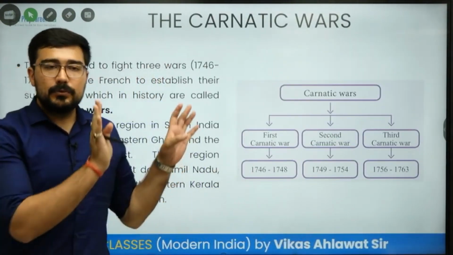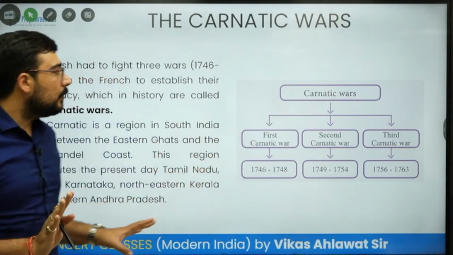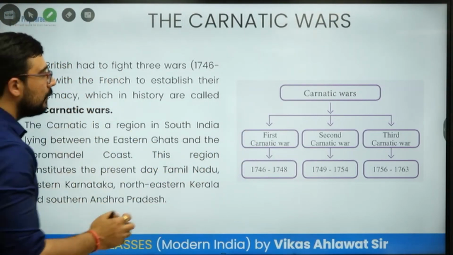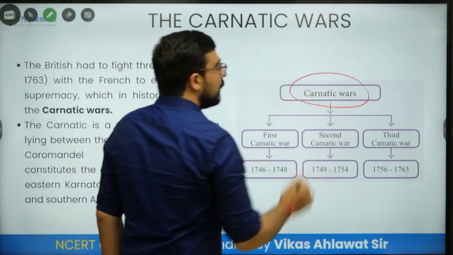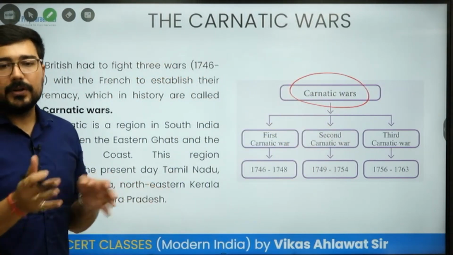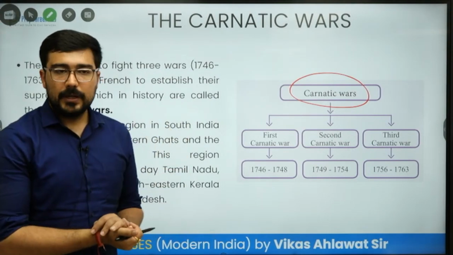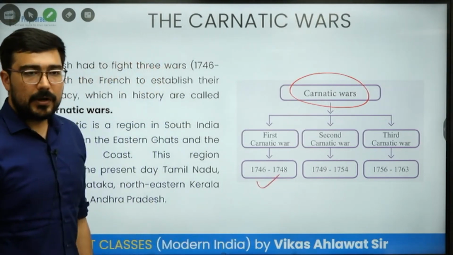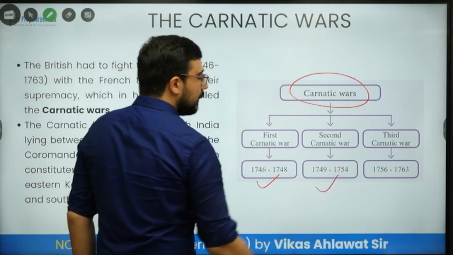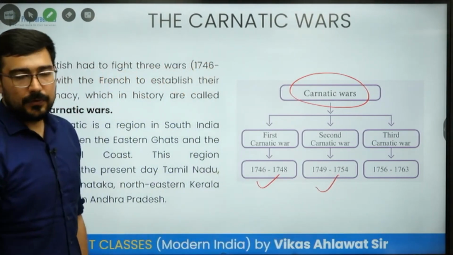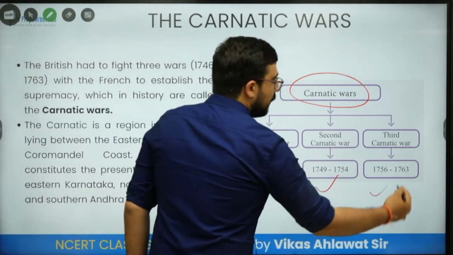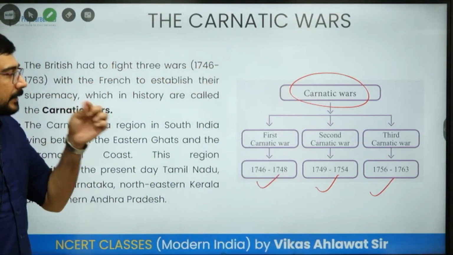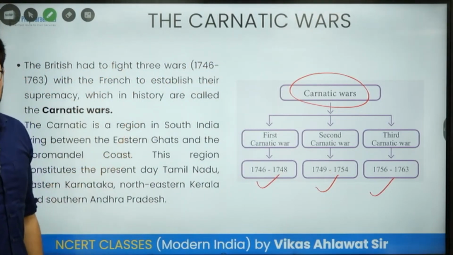So naturally, it was up to these local rulers to do what they can do, okay, to control the British. Now, when we talk about the relationship of the English and the French, they fought 3 wars known as Carnatic War. The first one was fought from 46 to 48. Second fought from 49, immediately next year, to 54. And the last one was fought from 1756 to 1763. So these are the 3 Carnatic Wars which were fought.